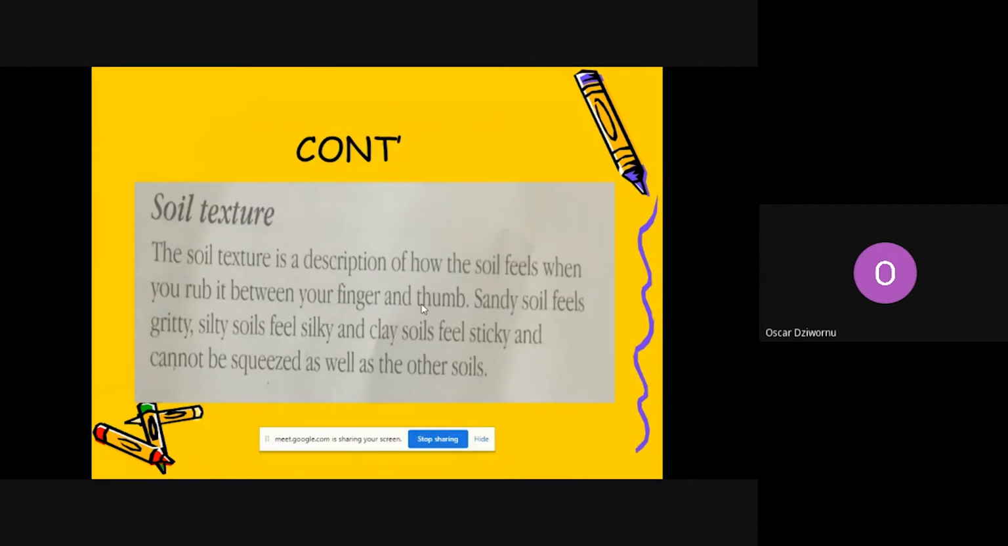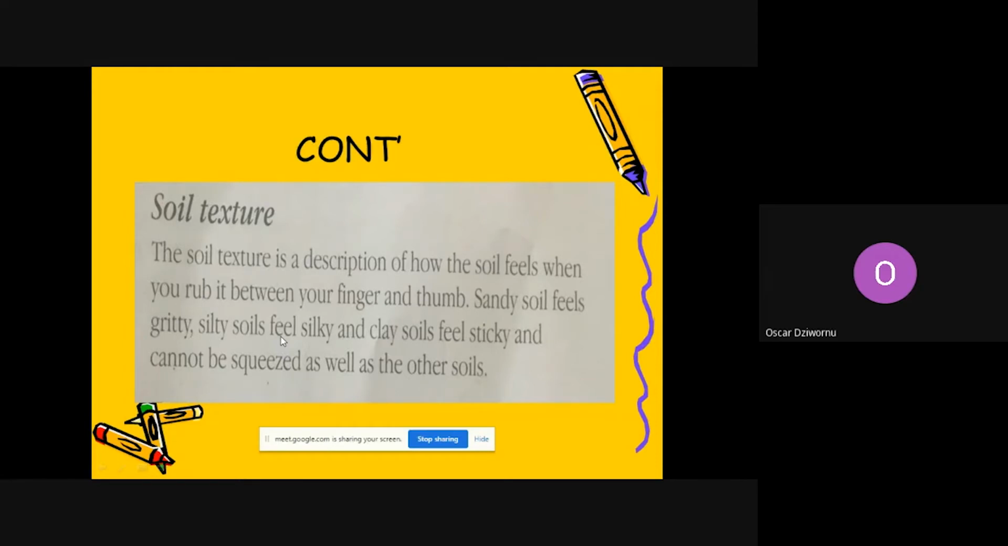Soil texture is a description of how the soil feels when you rub it between your fingers and thumb. Sandy soil feels what? Gritty. Silty. Do you remember this word, silty? In your first term exam, right? So gritty, silty, and that is silky also. Whereas clay soil feels what?